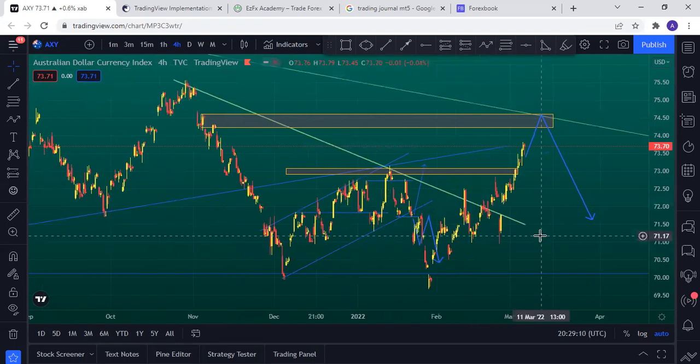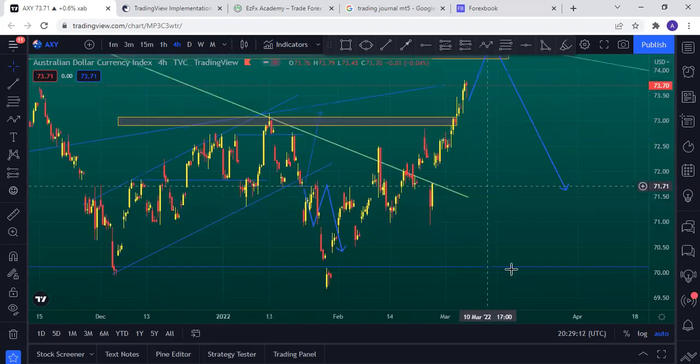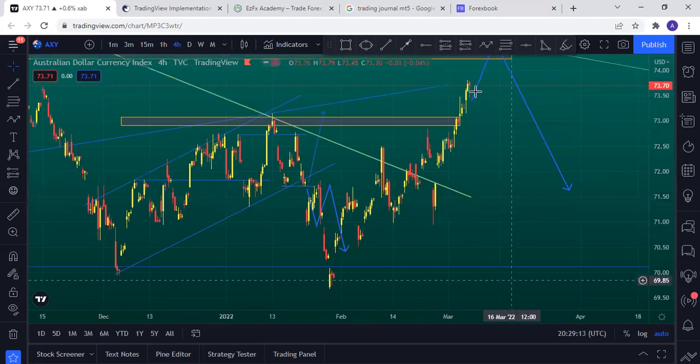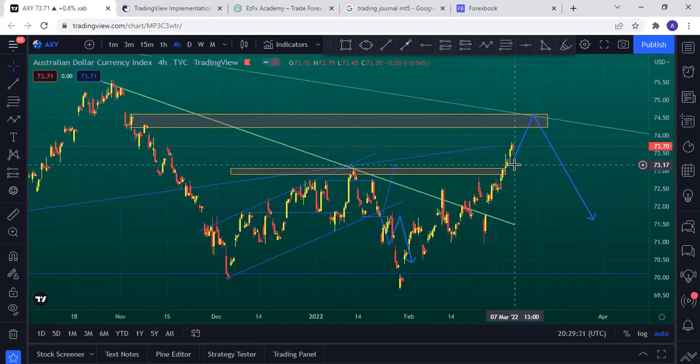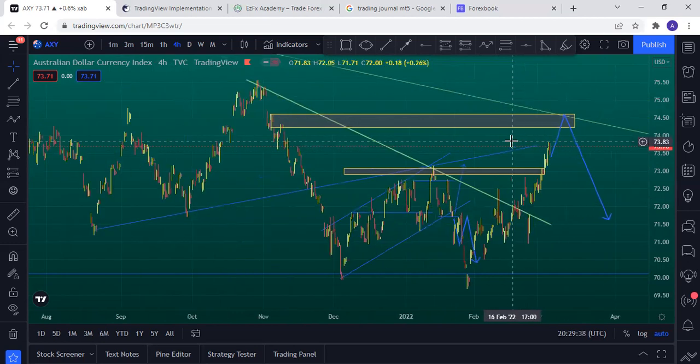All right, because this is the 4 hours time frame, and we can see that in order to be able to cover this distance, price is going to need at least 1 to 3 4-hour candles. So we could see 1 4-hour candle, the next one, then the next one. So in the next 8 to 12 hours, we should be seeing a little bit of bullish price action on the Australian dollar.